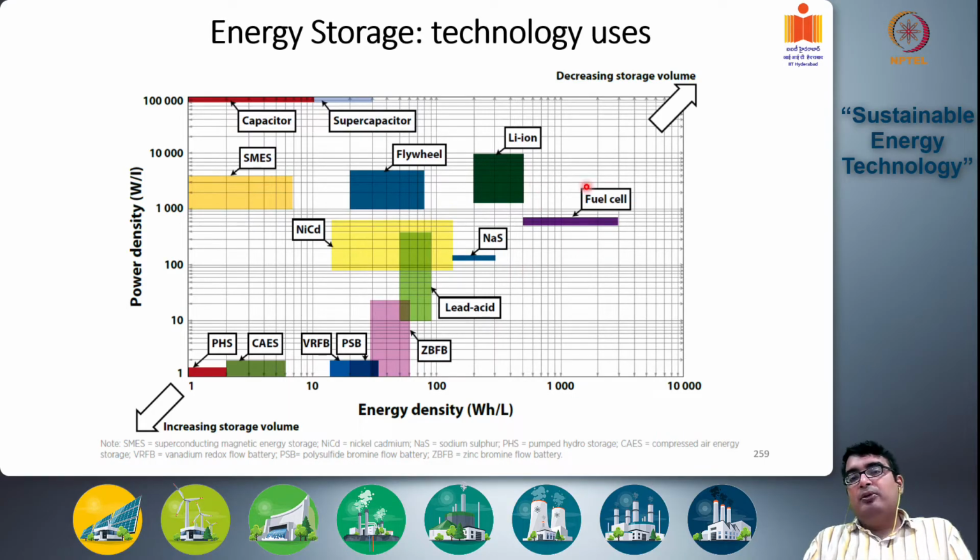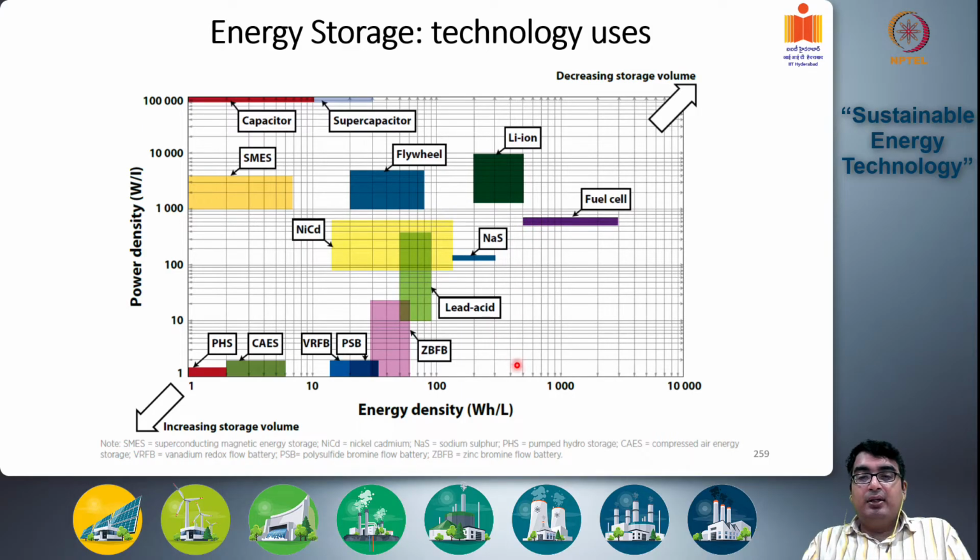Reasonably comparable to lithium ion and with even higher energy densities. In fact, the highest energy densities among all of these are fuel cells, which run on hydrogen. So here we are comparing a hydrogen based energy storage system with lithium ion, and you can see fuel cells have the highest energy density among all these systems.